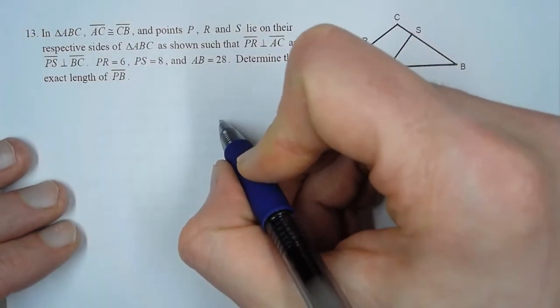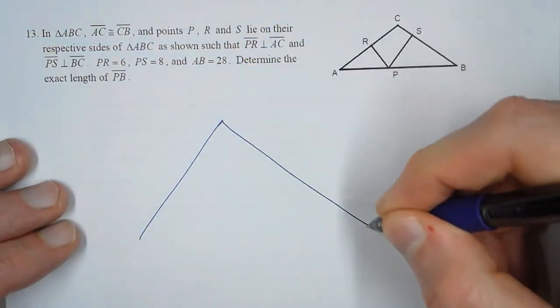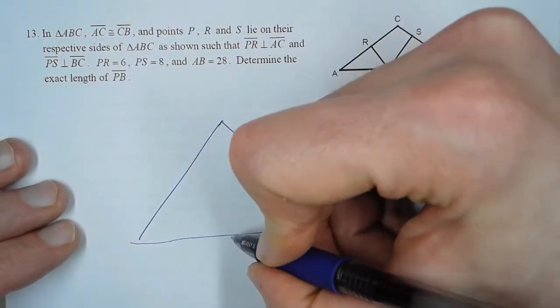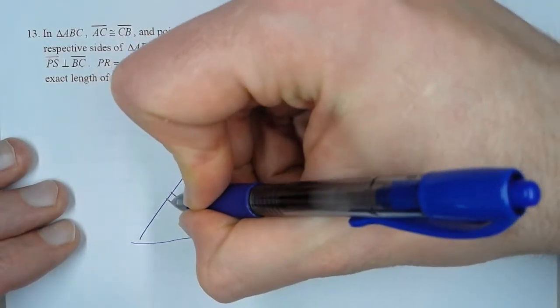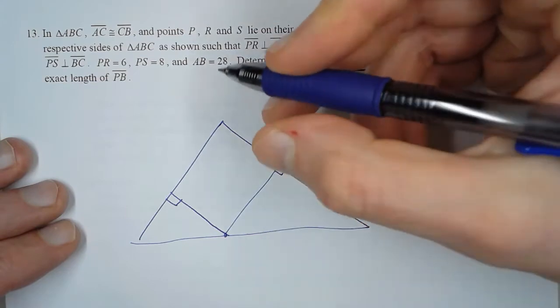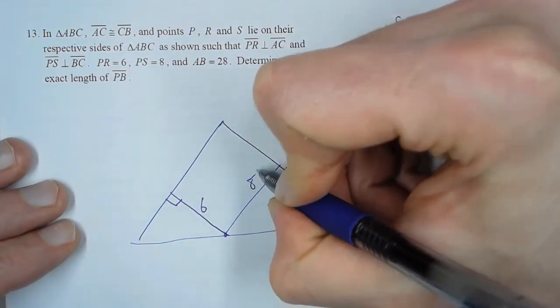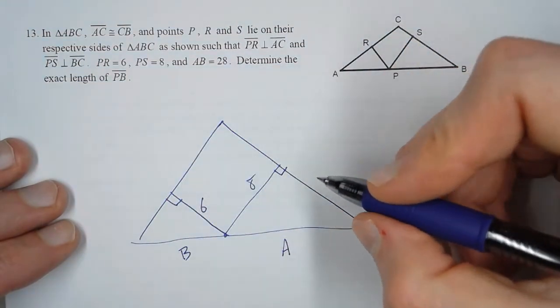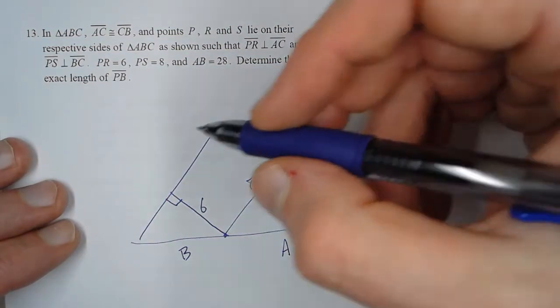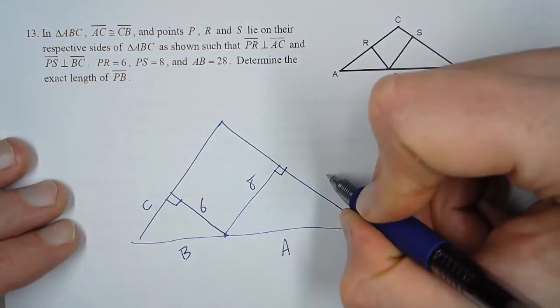All right, so if we draw this, we know that these are perpendicular. They said so. This is 6. This is 8. We'll call this length A. We'll call this length B. Now we'll call this length C. We'll call this length D.